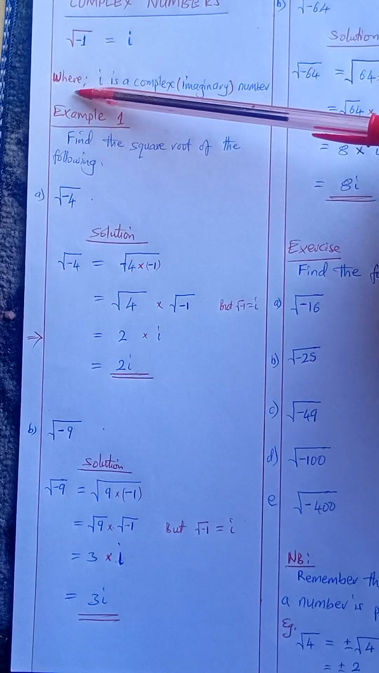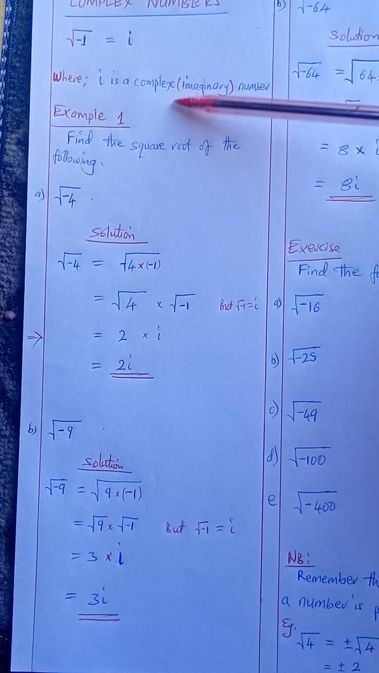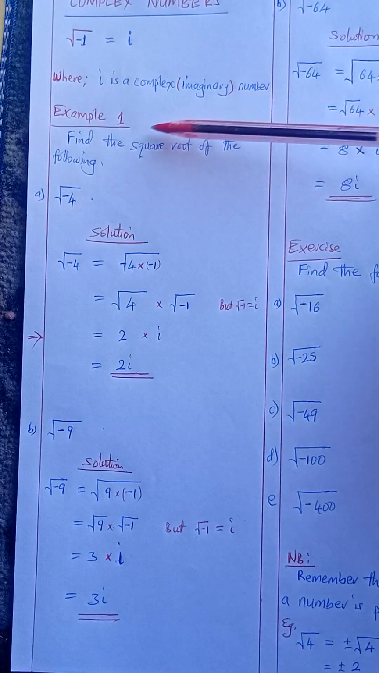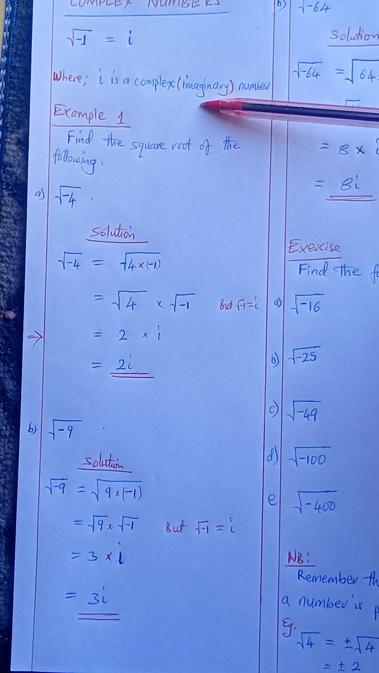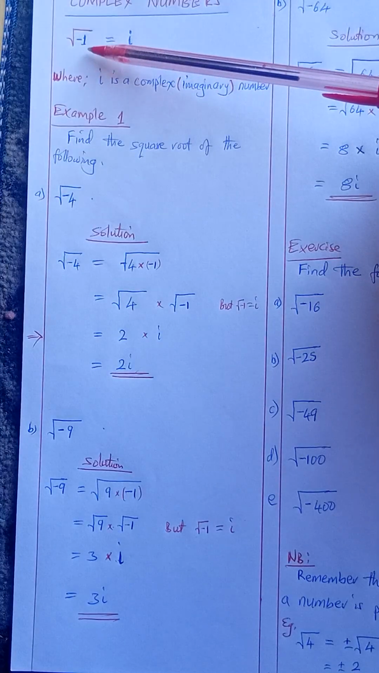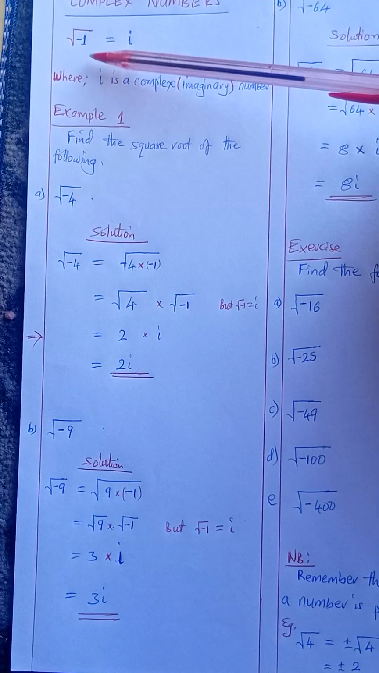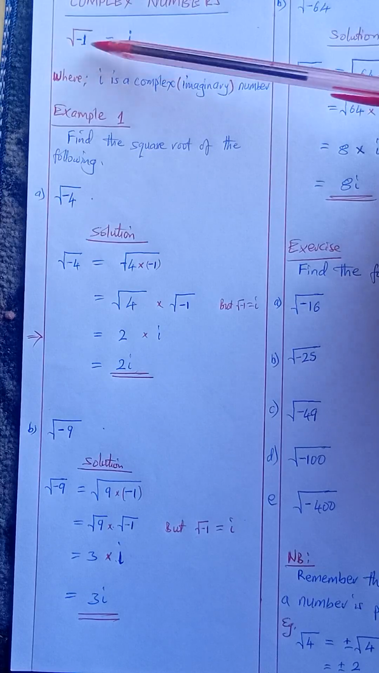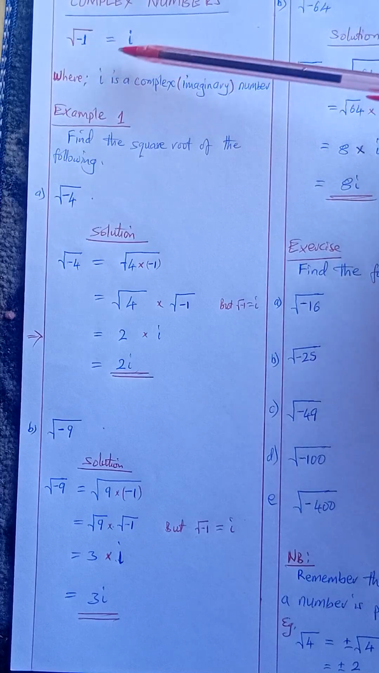So the square root of negative 1 is i. And the explanation here is that i is a complex or imaginary number. We call it a complex number because it is an imaginary number. It's a number which is not real. It's a number that we assume is there. Like negative 1, we assume it is there, but since it is negative, it is not there in reality. It is just imagined to be there. So in complex numbers, we know that the square root of negative 1 is equal to i.